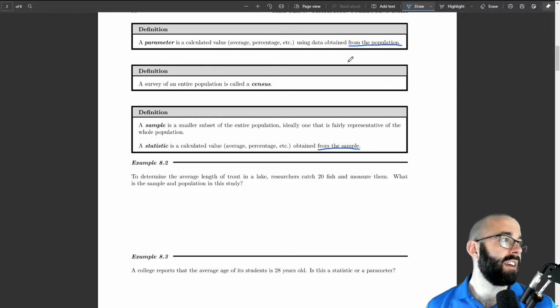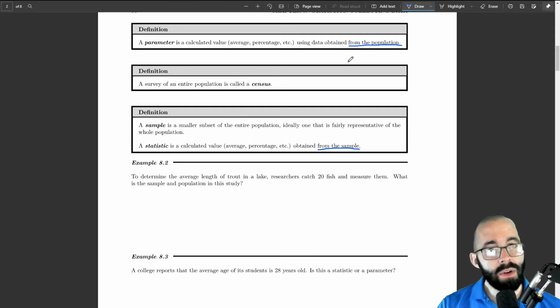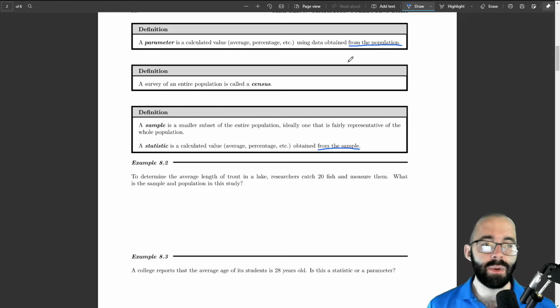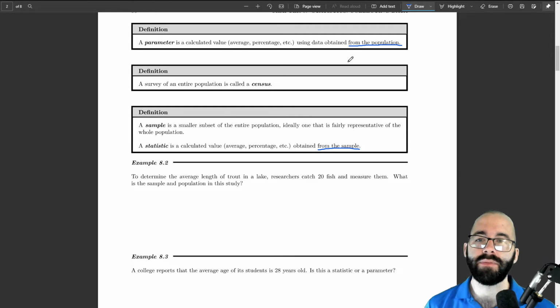Did we ask every student at the college about their first year textbook costs? That would be a parameter. Did we ask only some of the students in the first year about their textbook costs? That would be a statistic because it's from our sample.